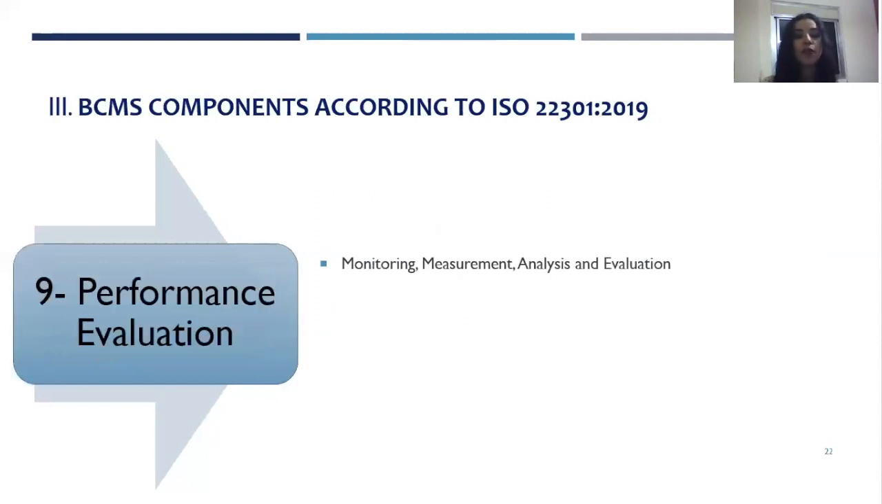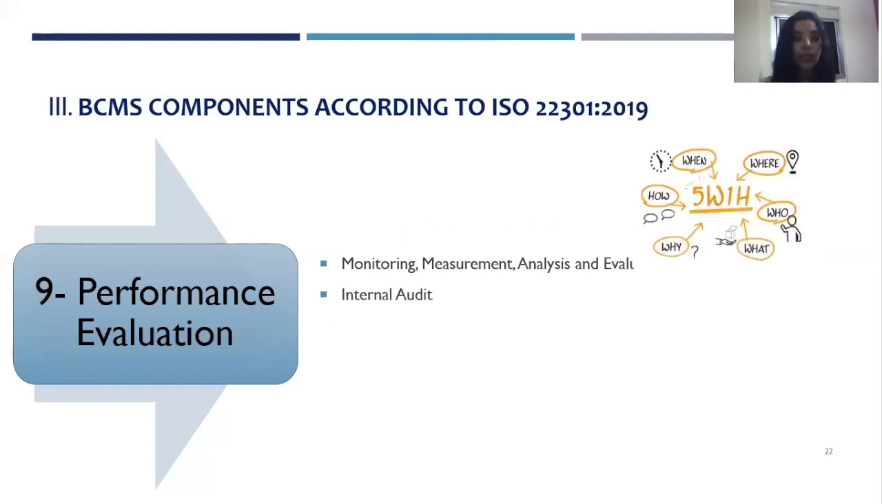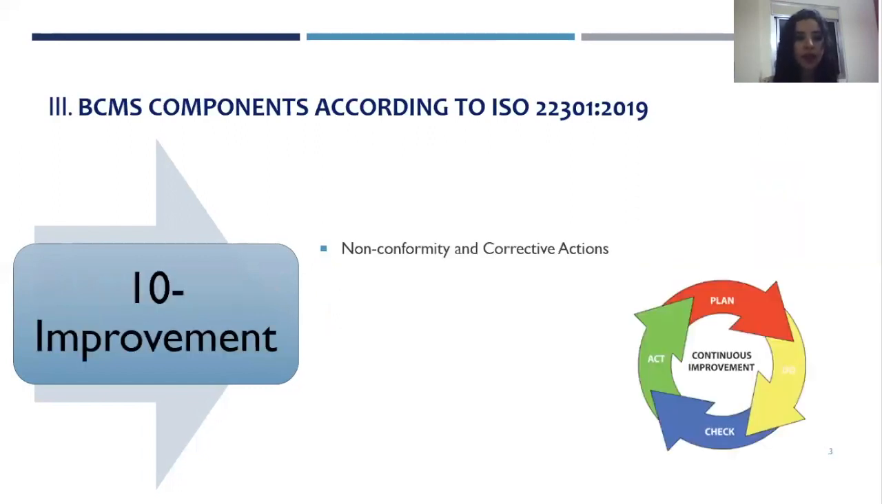and we move to the performance evaluation. This is the checking part, the C from the PDCA. Here we should monitor, measure, analyze, and evaluate what we did. We conduct internal audits, and for both, we need the KPIs, and to set KPIs, we can also ask the 5 Ws and the 1H. This is also done through management review. The final part is the improvement. So it includes non-conformity and corrective actions and continual improvement, as you can see in our famous wheel.